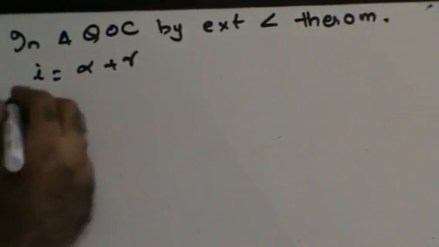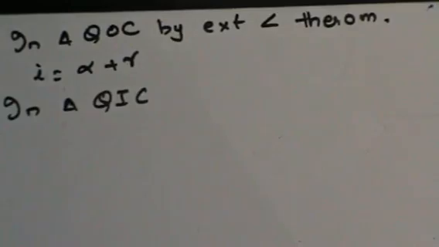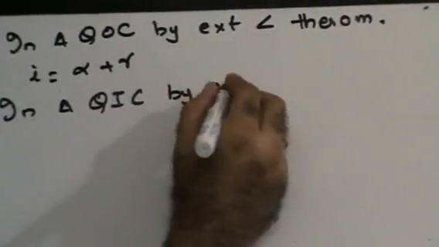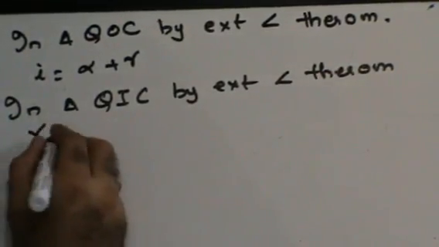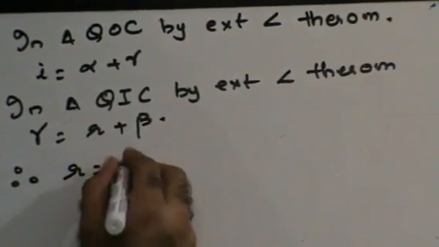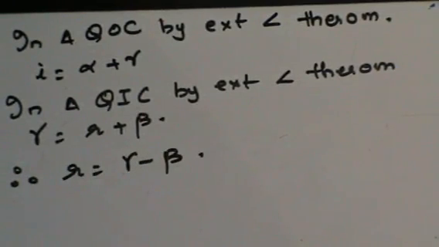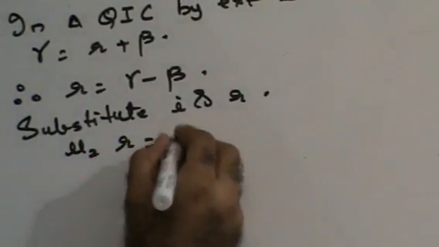I can also say in triangle QIC, by the exterior angle theorem, the exterior angle gamma is going to be R plus beta, right? That means R is gamma minus beta. I know the value of I and I know the value of R. Substitute I and R in the equation which we have found, that is mu2 R is equal to mu1 I.